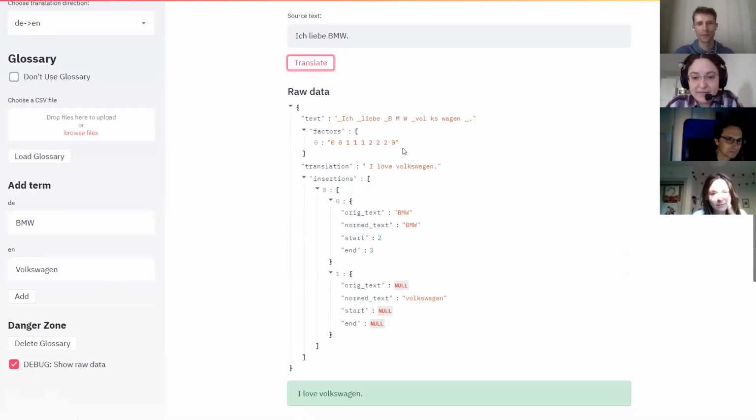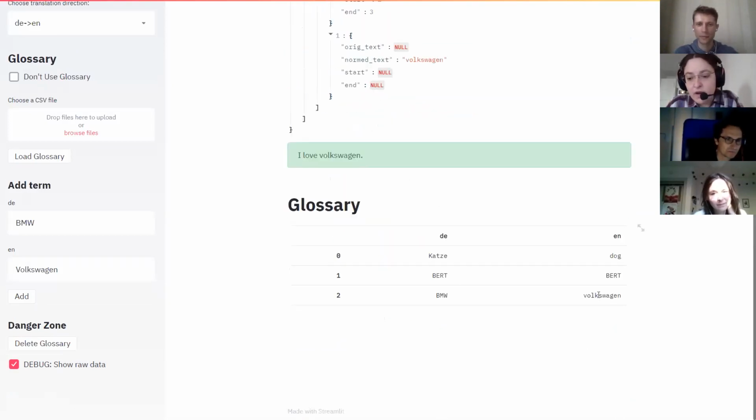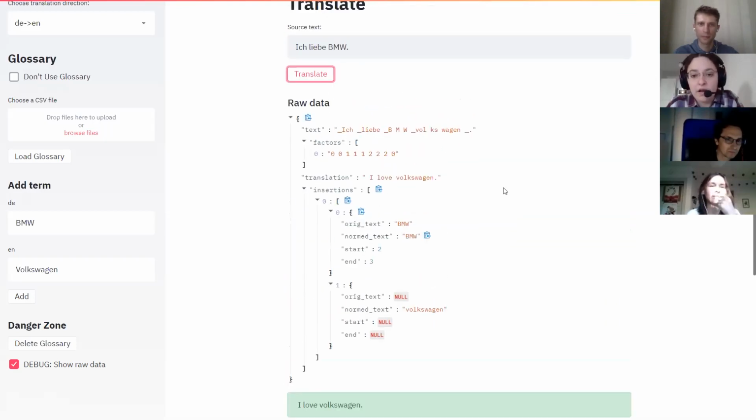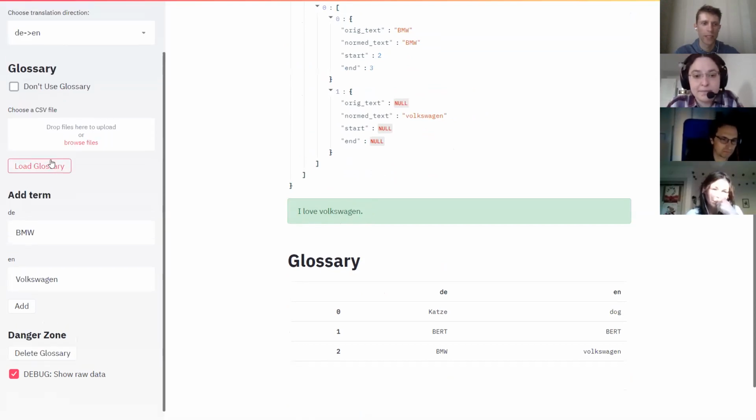Cool. Yeah, so because of the way the lemmatizer works, it ends up lowercasing Volkswagen. So it ends up inserting this lowercase Volkswagen, and I think this is why we have the lowercase in here. Yeah, and it's split. Yeah, nice.